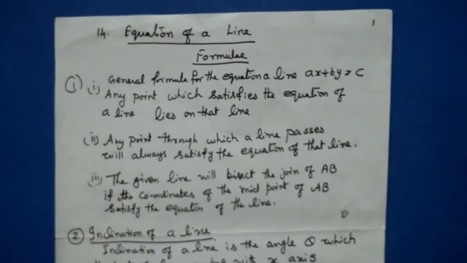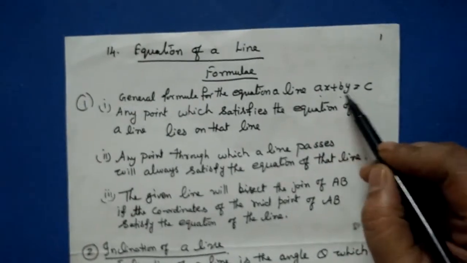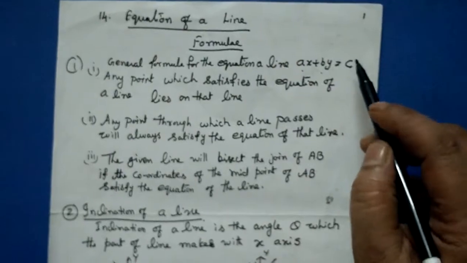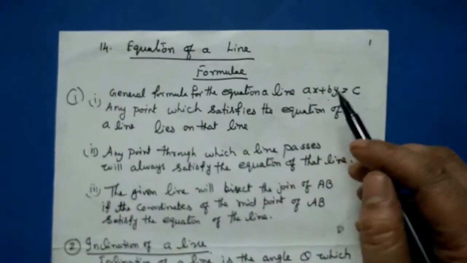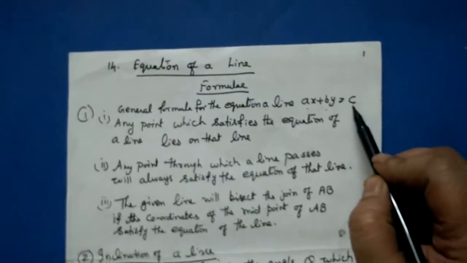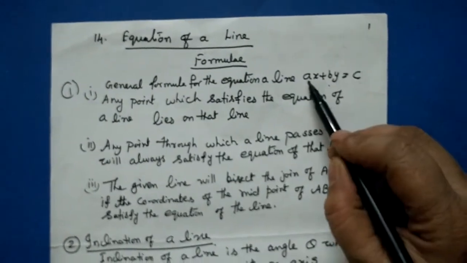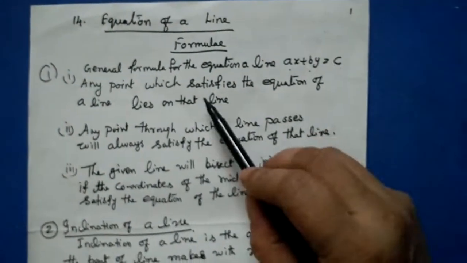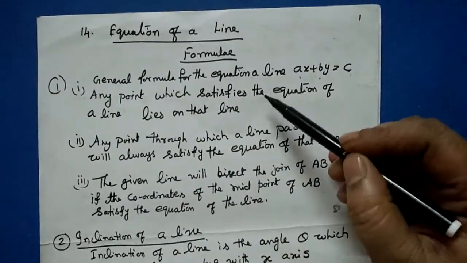The general formula for the equation of the line is ax plus by is equal to c. Here x, y are unknown, a, b, c are constants. This is the linear equation in two variables, x and y are variables. Here, if c is equal to 0, this line will pass through the origin. So now you have to remember all 3 points are important.